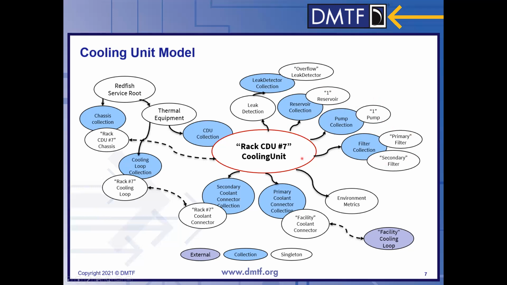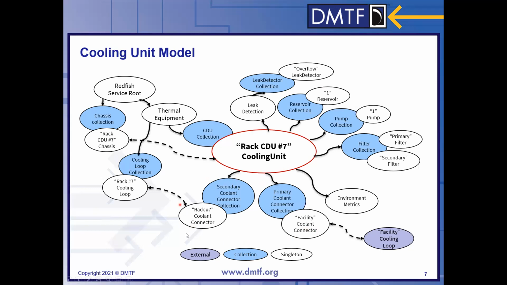Then circling around there are the other pieces. Some of these have been leveraged. So there's an environment metrics resource. That's to show things like the temperature and power consumption of the cooling unit itself. That's not the temperature of the water or the fluid. That's the temperature as measured at that location. So that can be used for other calculations or reporting, and other environmental conditions like humidity show up there as well. The bulk of the interesting data and the telemetry are in those coolant connector collections.